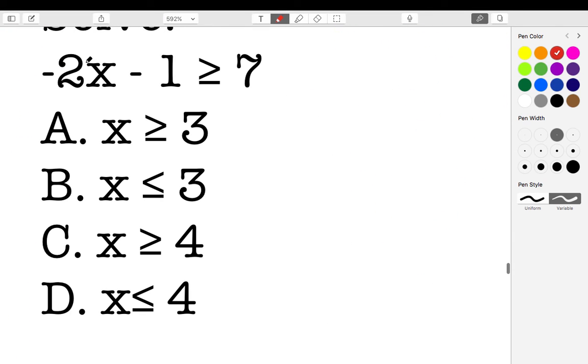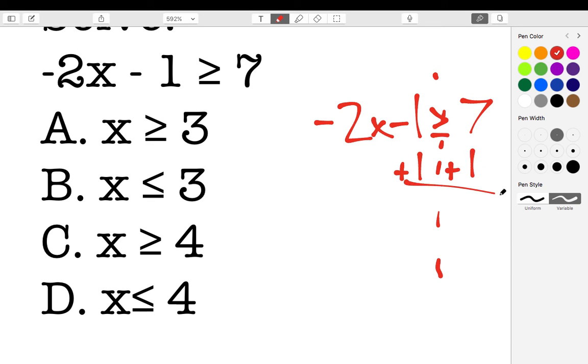Next one. Solve negative 2x minus 1 greater than or equal to 7. We're going to draw our line. Do I move the negative 2 first or the negative 1? Negative 1. I always move what is not attached. Remember, I said think of the x as a bodyguard. If it's a bodyguard, it's protecting the negative 2 well, but not the negative 1. So you can take out that negative 1. Add 1. Add 1. 7 plus 1 is 8. 8 is greater than or equal to negative 2x. Or sorry, negative 2x is greater than or equal to 8.